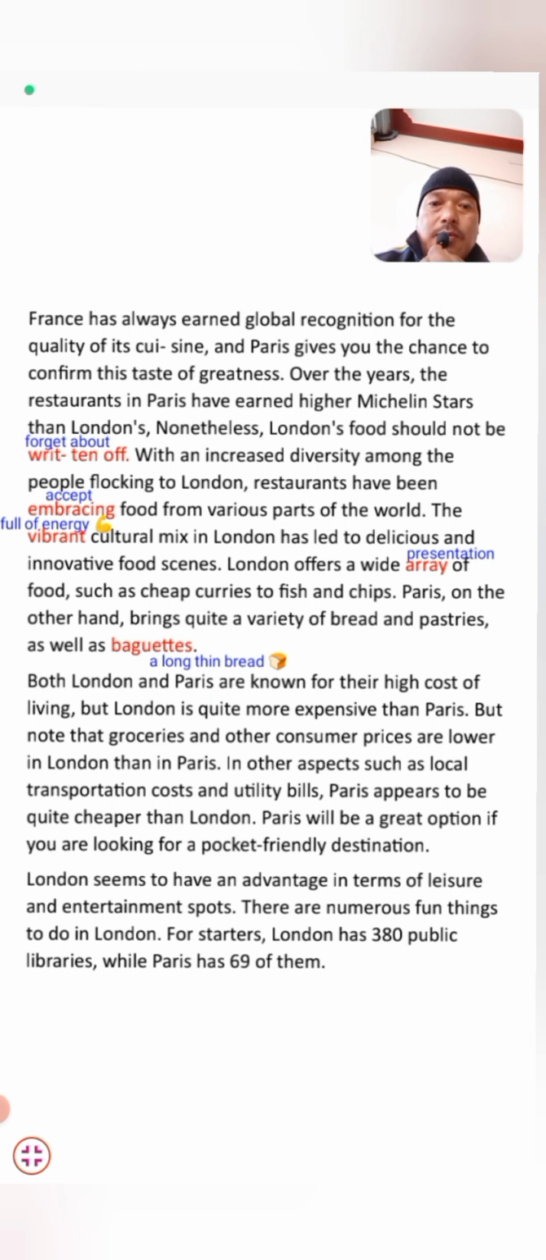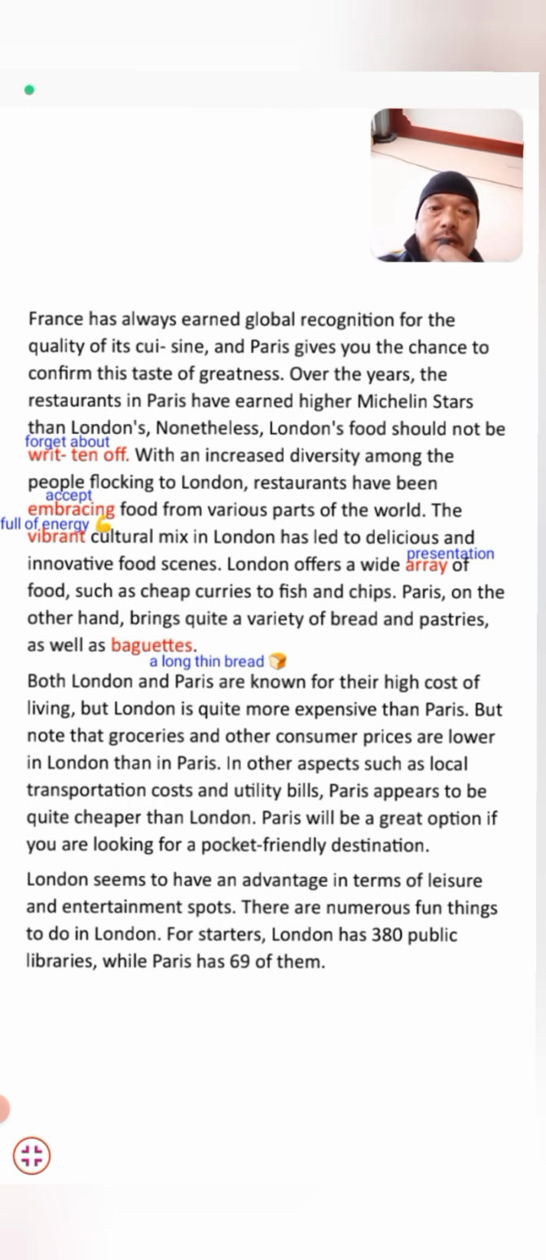In this paragraph, we talked about the cost of living in both cities. If you talk about consumer prices and grocery products, then London is cheaper than Paris. If you talk about transportation and other things, then Paris is cheaper than London. Overall, if you talk about the cost of living, Paris seems to be the cheaper one.